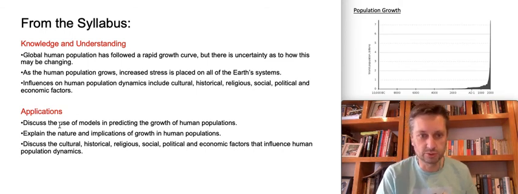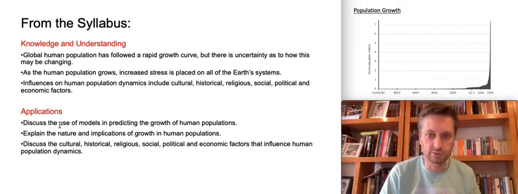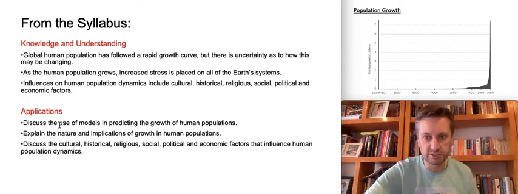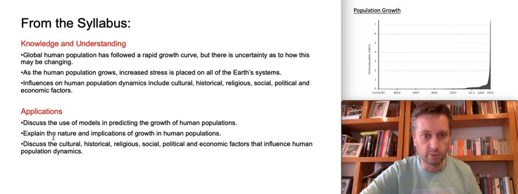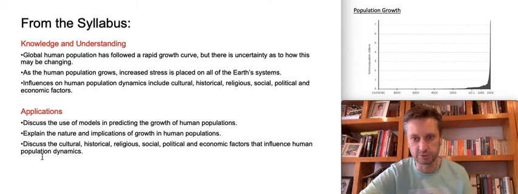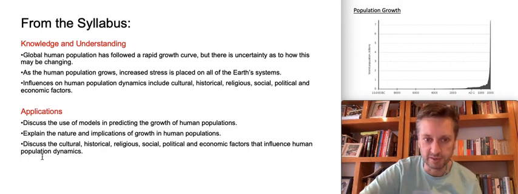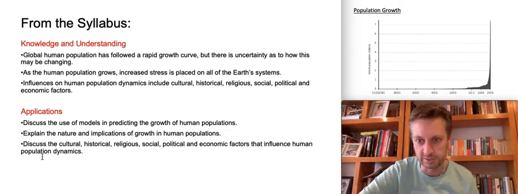Very quickly, in terms of applications, it's fairly repetitive actually. So we need to discuss human population growth in terms of growth models. Specifically, I'll discuss the United Nations human population growth models. We need to explain the implications and the nature of this rapid increase in population. And again, like I've said before, we need to be able to discuss the aspects that affect it, for example, religion, politics, economics.